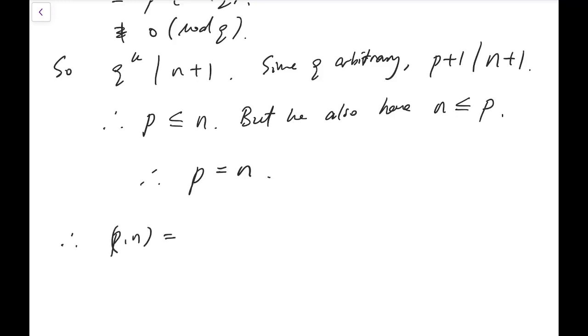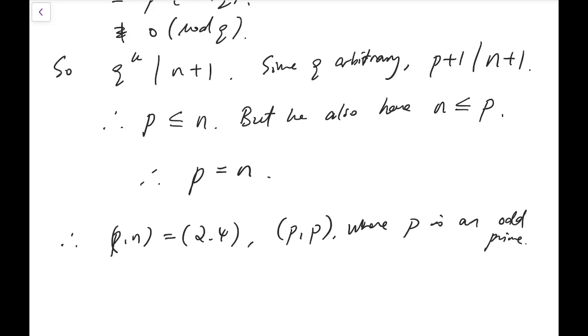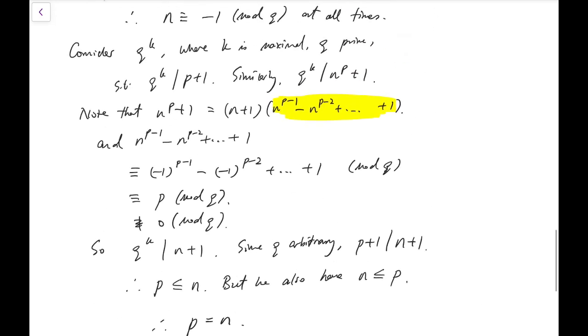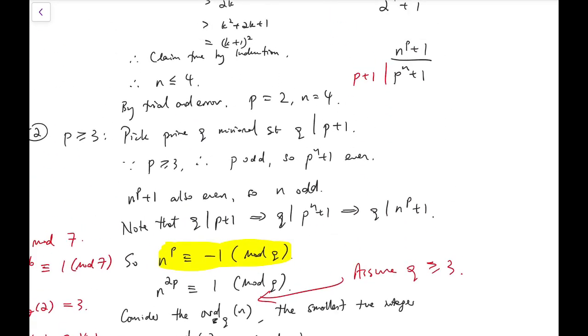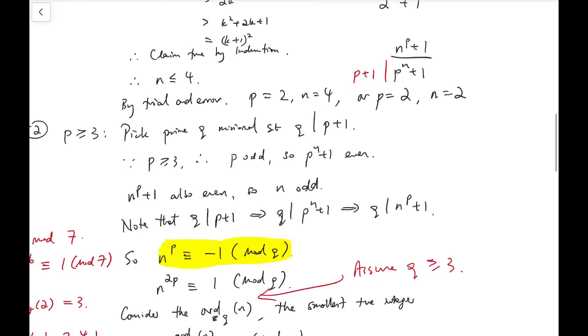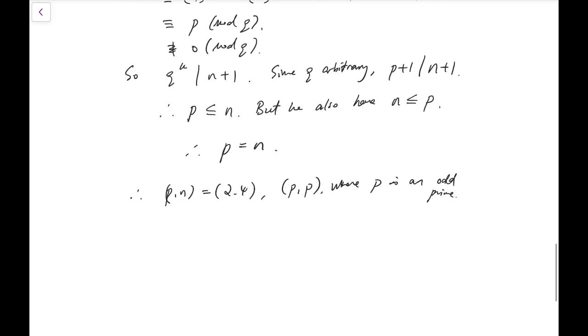So therefore, 2, 4 and p, p, where p is an odd prime. Oh, of course, I forgot to check, something missed again, is that both p and n equal to 2 will also work. So altogether 2, 4 and p, p as well, or I should rewrite that as just where p is any prime.